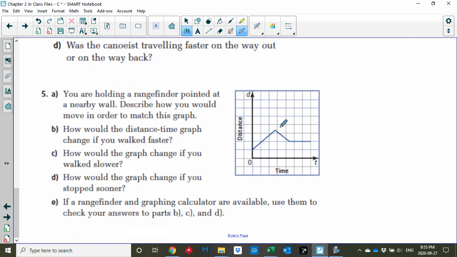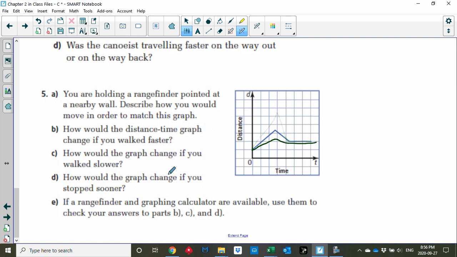Lastly, you're holding a rangefinder pointed at a nearby wall. Describe how you would move in order to match this graph. Well, in order to match this graph, you would start a little bit away. You would walk away slowly, then you would walk back towards slowly, and then you would stop. How would the distance time graph change if you walked faster? Well, you would have a steeper line, and then stop. Steep means faster. How would this graph change if you walked slower? It would be flatter, and then straight.